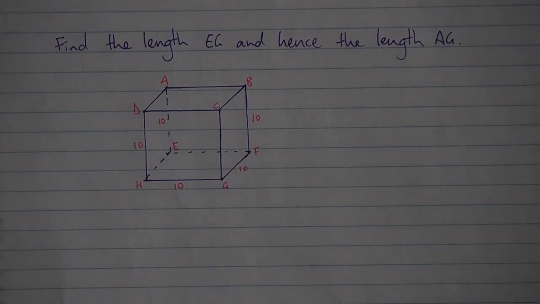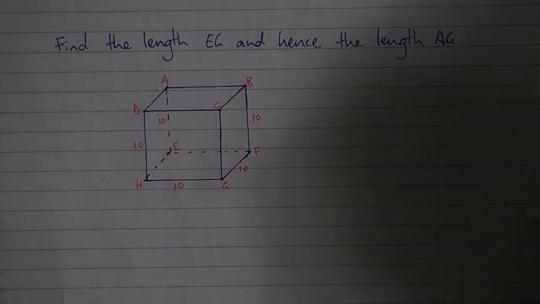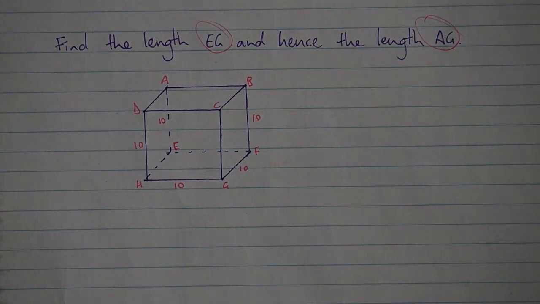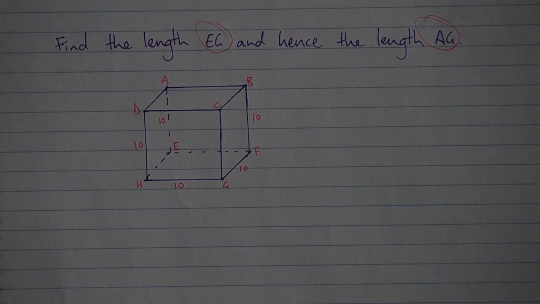So we've been asked to find the length EG and hence find the length AG. So you can see we need to solve two problems. We need to find EG and we need to find AG. Okay, it's two separate problems within the one question. So please don't try and solve it with one set of working out. It's not going to work for you, okay? You're going to confuse yourself and you're going to end up making mistakes.